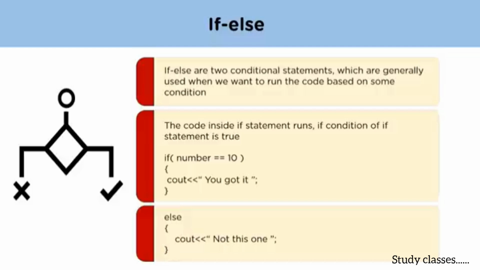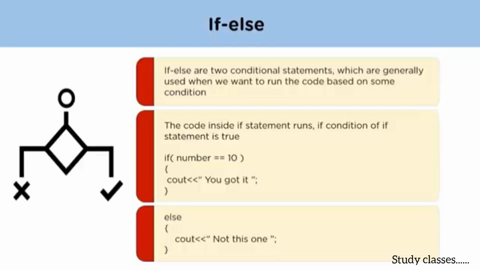Next is if-else statements. If-else are two conditional statements that are generally used when we want to run code based on some conditions. We run a block of code inside the if statement only if the condition is true. For example, if the number variable here is equal to 10, then only that block of code will execute and print the message "you got it". Otherwise, it will run the else block and display the message written inside that block, which is "not this one".